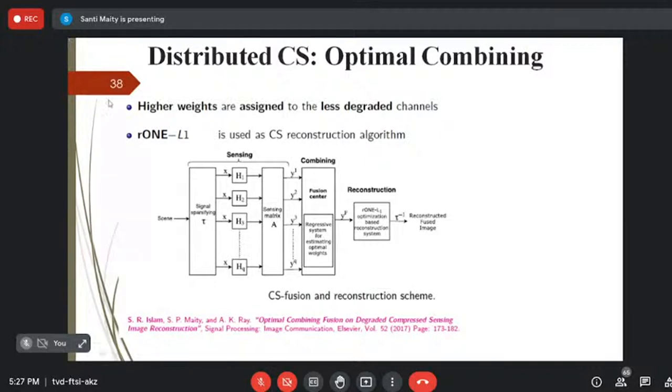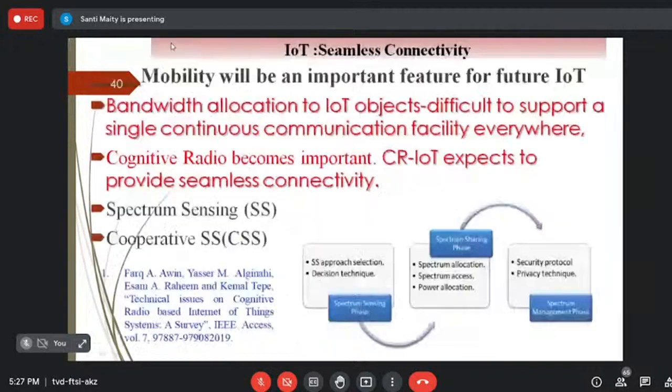So this is basically one approach that one can think of. Now spectrum is an important issue. Apart from the data acquisition process, seamless connection is essential for IoT application. So in such cases, how is the spectrum information to be provided? One concept is the cognitive radio.